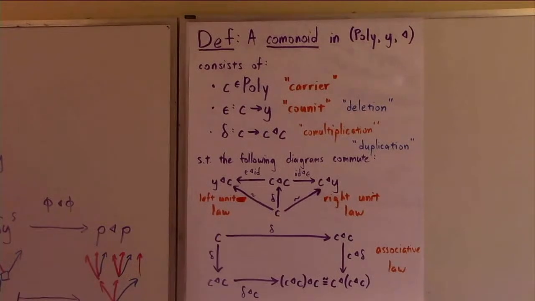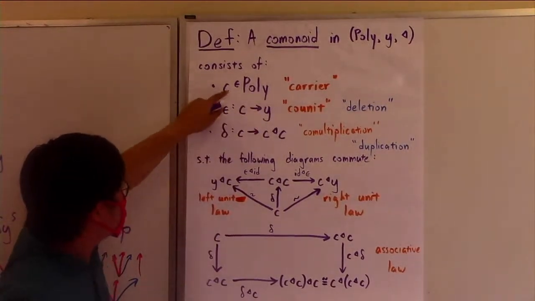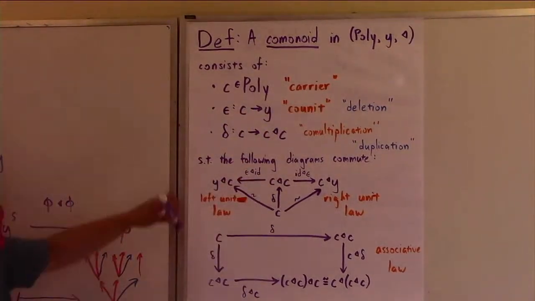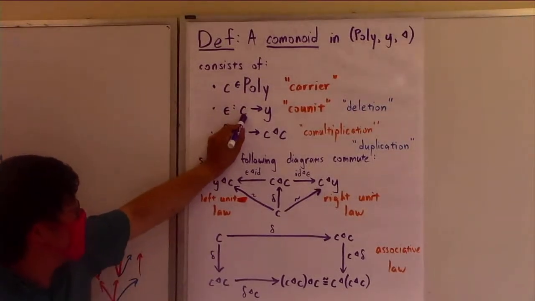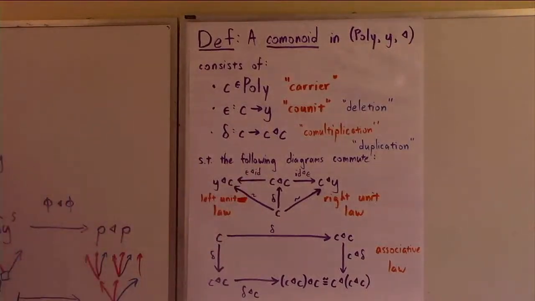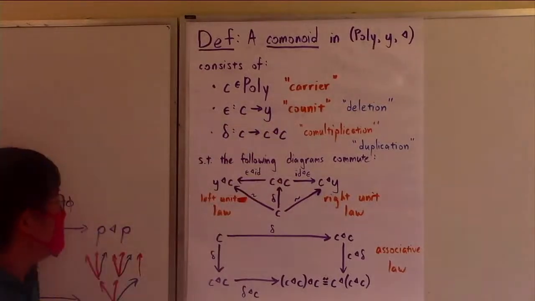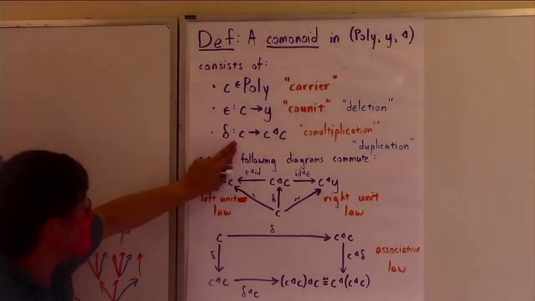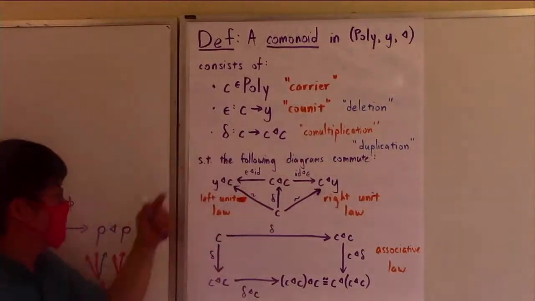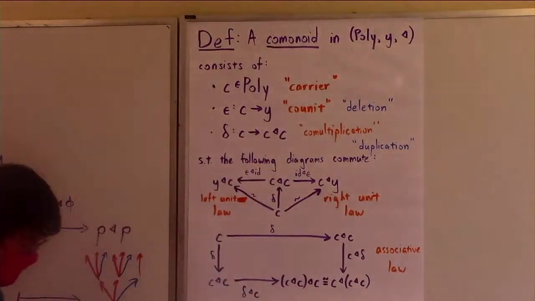We're going to have some particular polynomial, which we call the carrier. We're going to have a map from that carrier to the monoidal unit, to y, which we call our co-unit, which you could also think of as like a deletion operation. You're kind of getting rid of C. And then another map from C to C composed with C, which we call co-multiplication, and we label with the delta. We can also think of something like duplicating C.